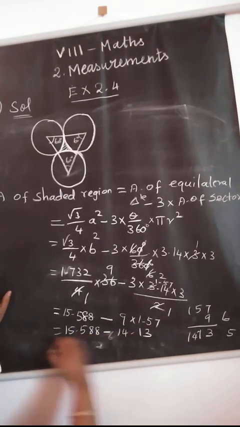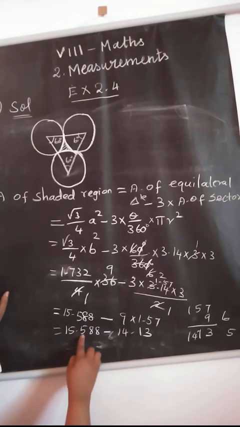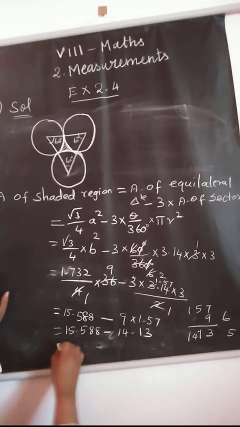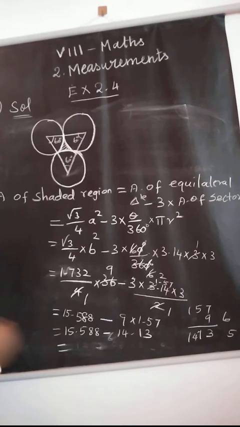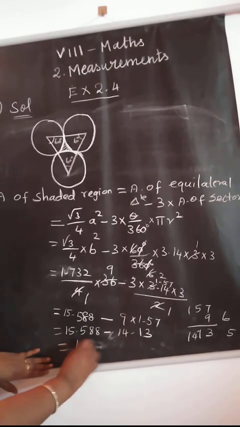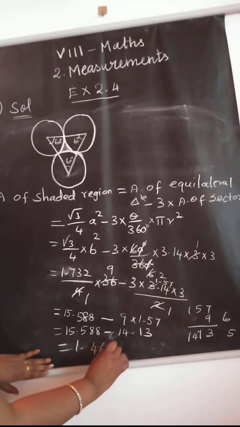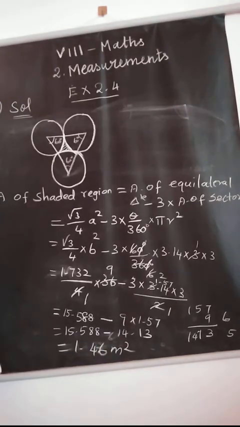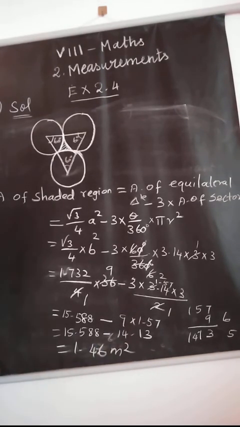So 14.13. Now subtract the value. 15.588 minus 14.13. Subtract the value, we get 1.46 meter square. This is the final answer for 7th question.